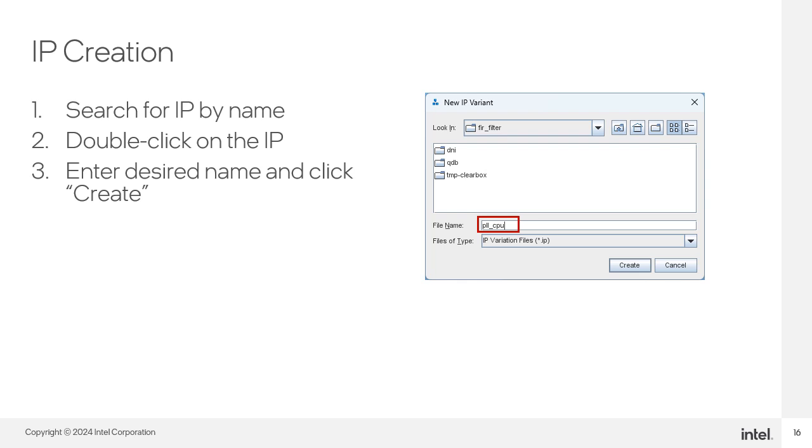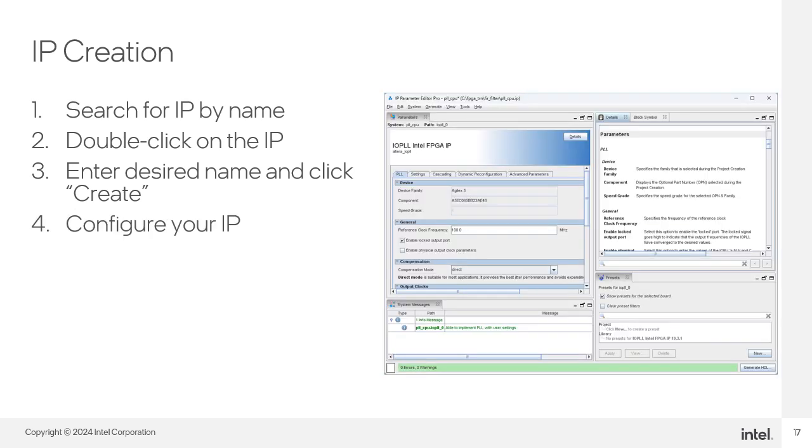Start by typing in the name you want for the particular variant of the IP and then click the Create button. Next, the GUI will come up where you can enter in the IP's parameters. Many IP will have multiple tabs for the parameters. The details of the parameters can be found in the GUI.